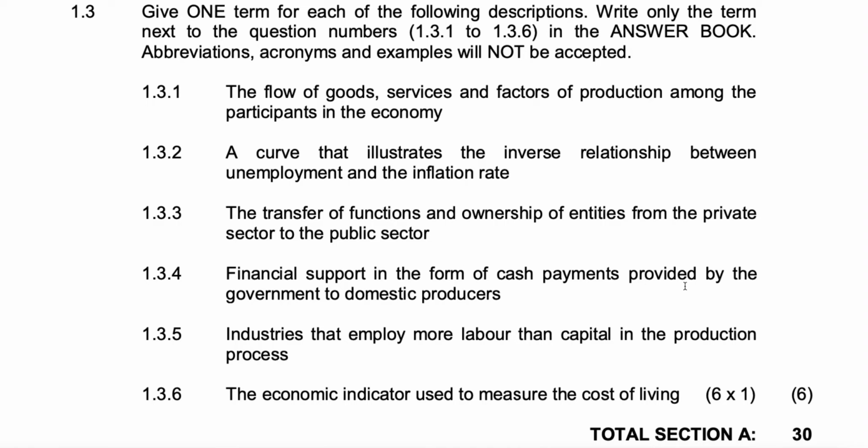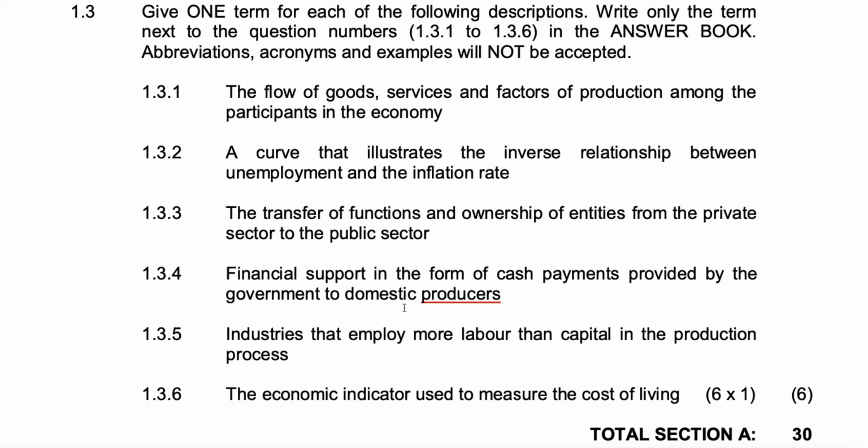Financial support in the form of cash payments provided by the government. Now, someone is going to rush, provided by the government, then they'll write grants, social grants, benefits in kind. Well, the key word here is producers. If it's cash payments made to producers, why would government pay producers? Well, to make whatever it is that they are producing affordable. So this is done when a government is subsidizing. So it is a subsidy.